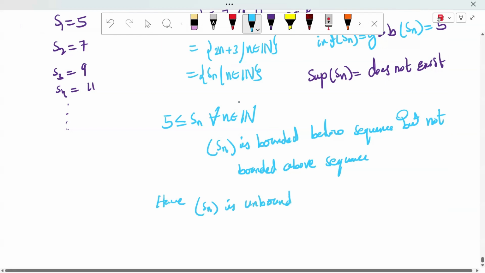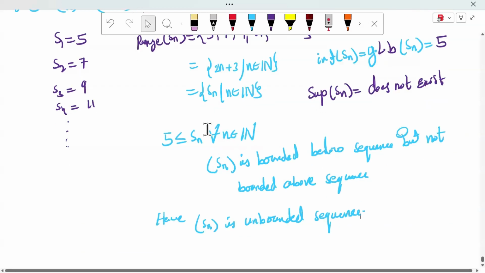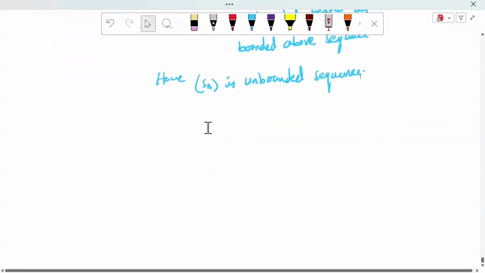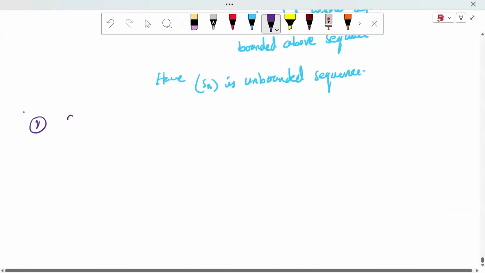Unbounded sequence. Sn is an unbounded sequence. Another example of the sequence Sn. Example number 2: for example, the sequence Sn is equal to minus of 2n plus 1, where n is equal to 1 to infinity.